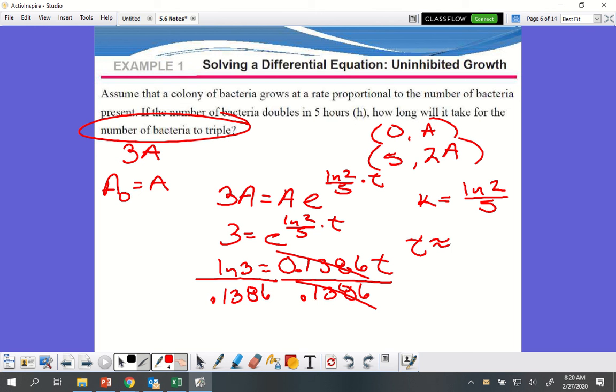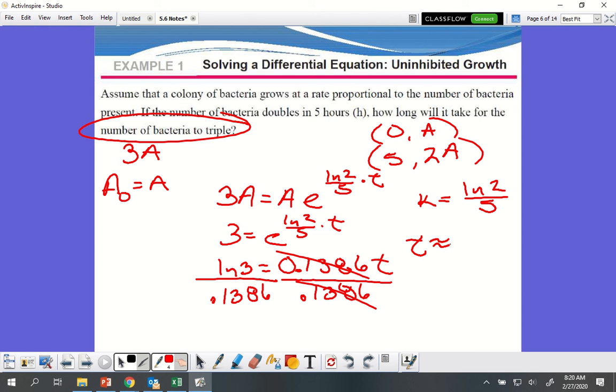Don't we already have the answer from yesterday? No, because they're solving it in different ways, so they're going to be different in your approximation. Why don't we just give them the exact answer? ln 3 over ln 2, times 5.